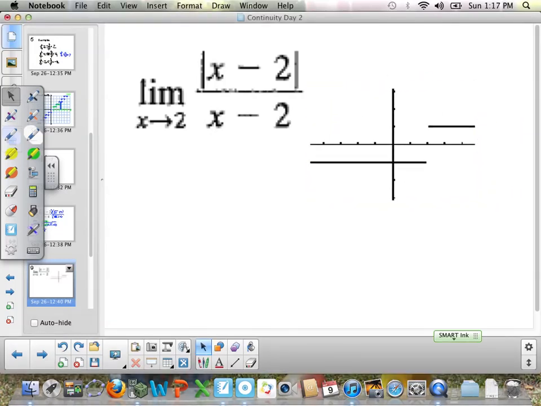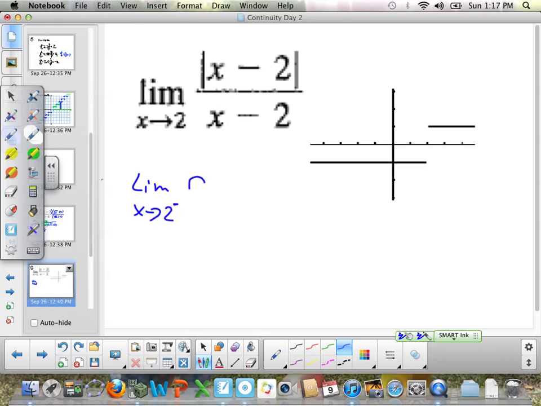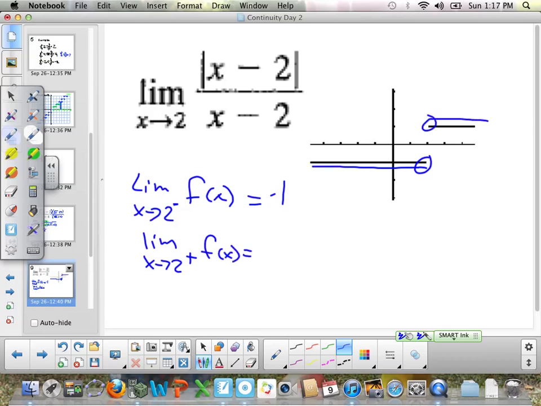What's happening for this limit? Well, the limit from the left of our function, as we come to the left, we're getting closer and closer to -1. And the limit from the right, we get closer and closer, this time it's 1. The left and the right disagree, so our limit overall does not exist. All right?